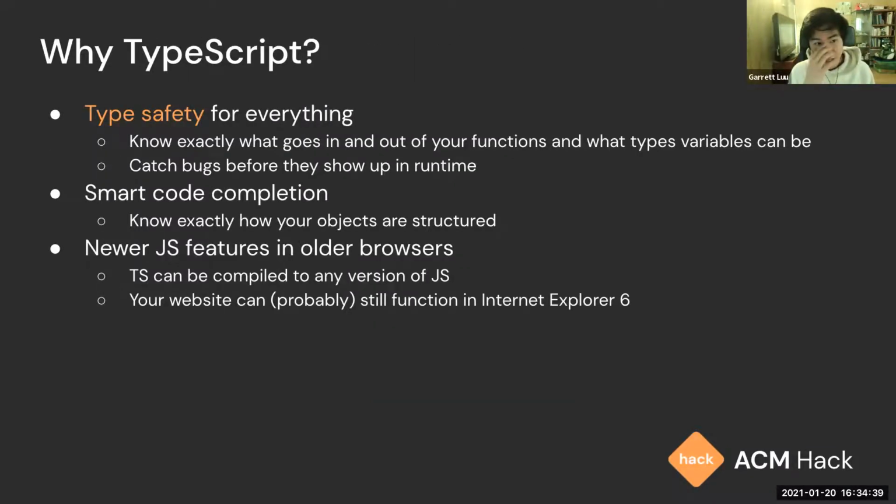So with the use of static types, we have type safety for everything. So we know exactly what goes in and out of your functions, exactly what type each variable is, and this allows us to catch bugs before they show up in runtime.